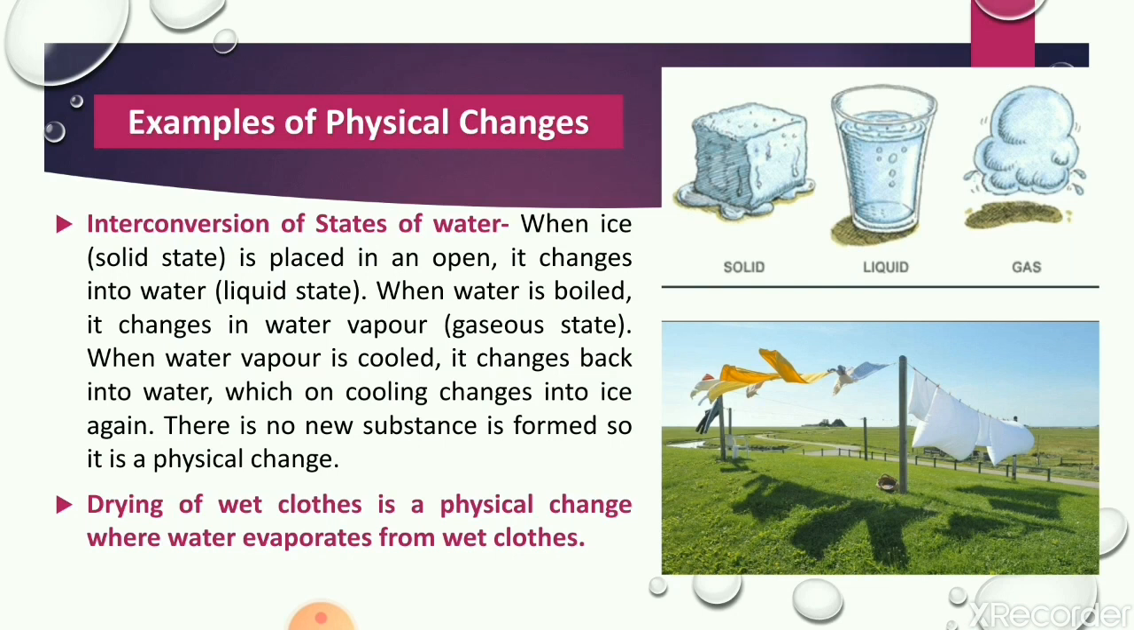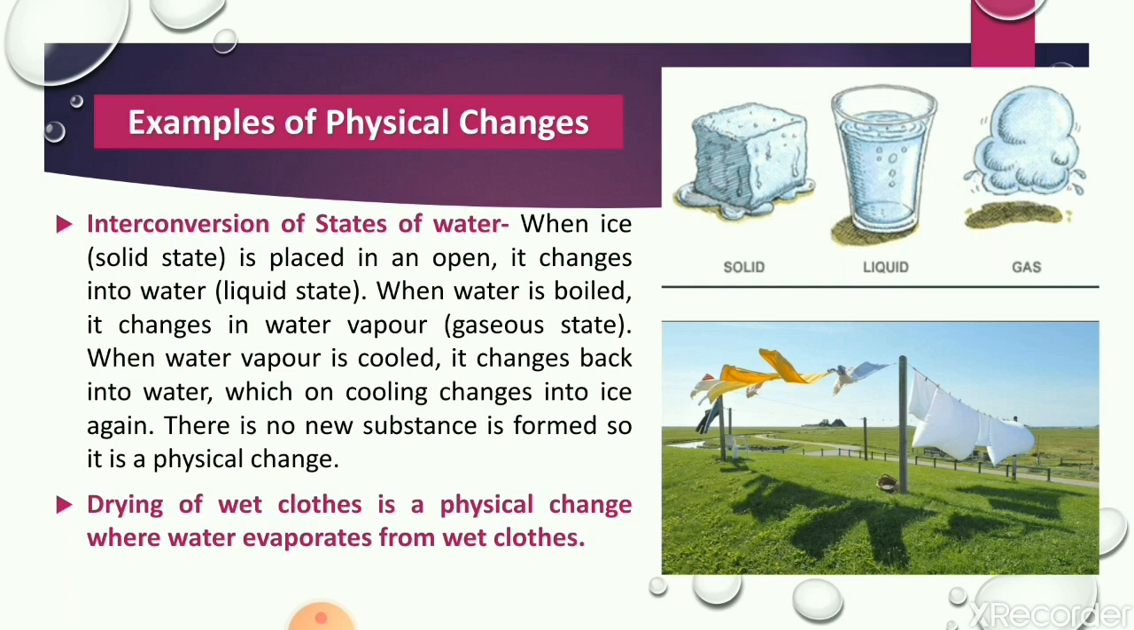And again we will fill that liquid water in the ice tray and we will keep it in the freezer. Then again we will get ice. Means ice is changing into liquid water form, liquid water form is changing into water vapor form. Then water vapor again changes into liquid water, and liquid water again changes into ice. So these are the interconversion of different states of water where no new substances form. It means that interconversion of states of water is a physical change.